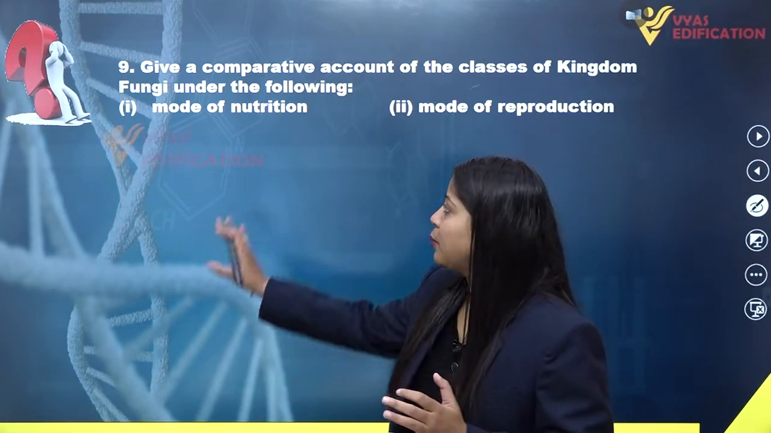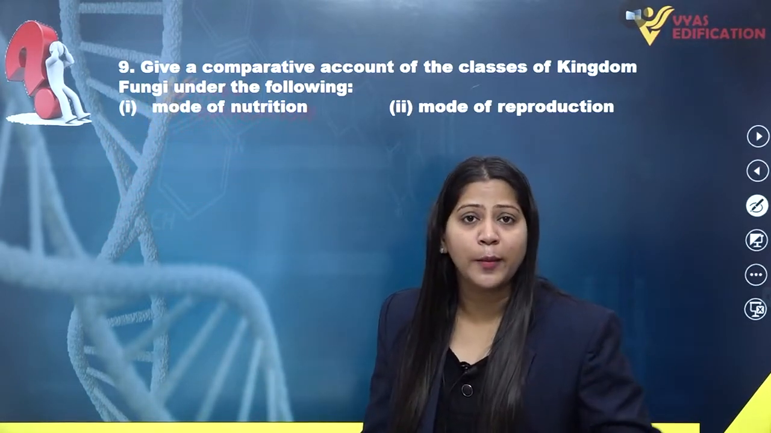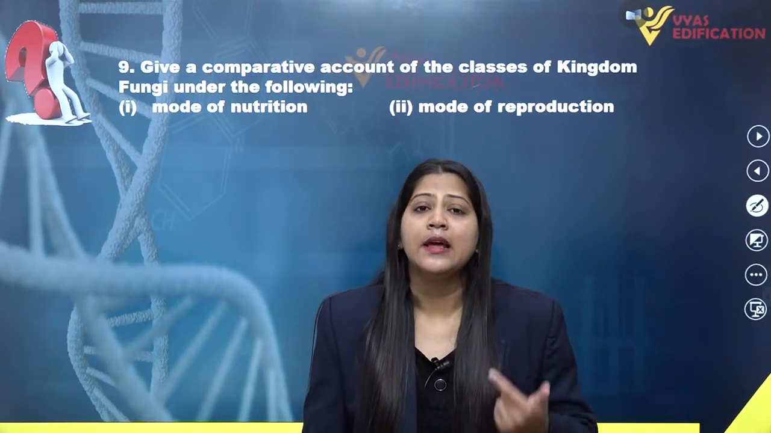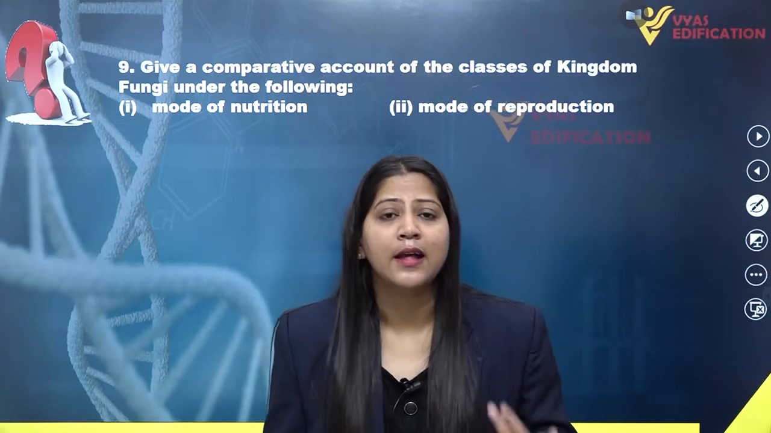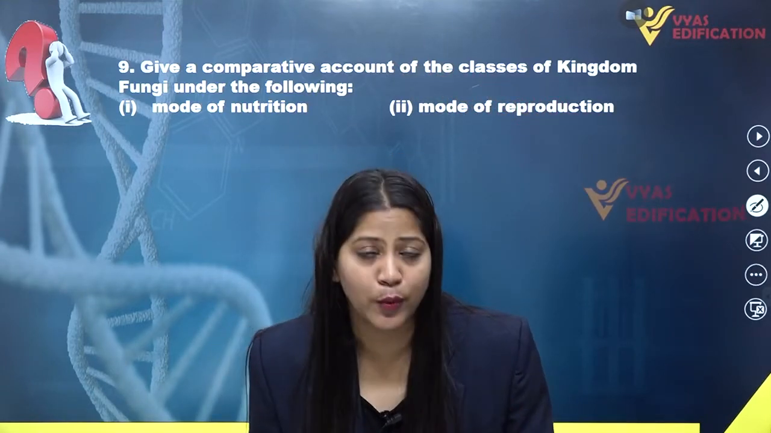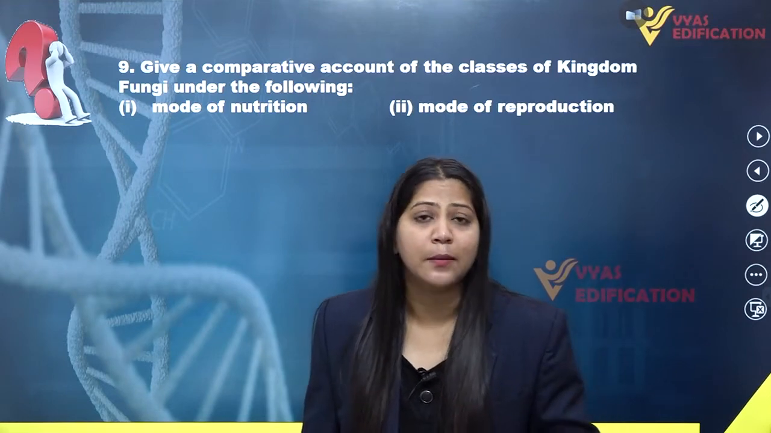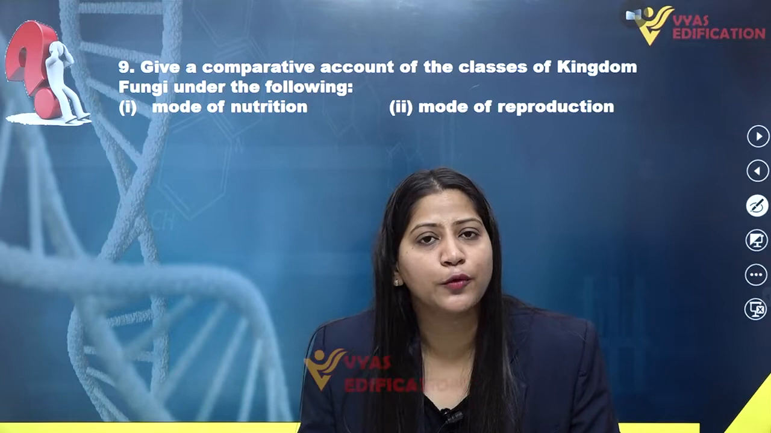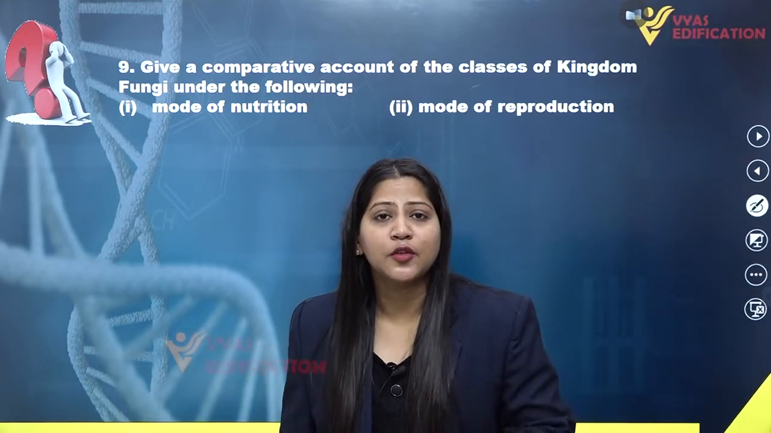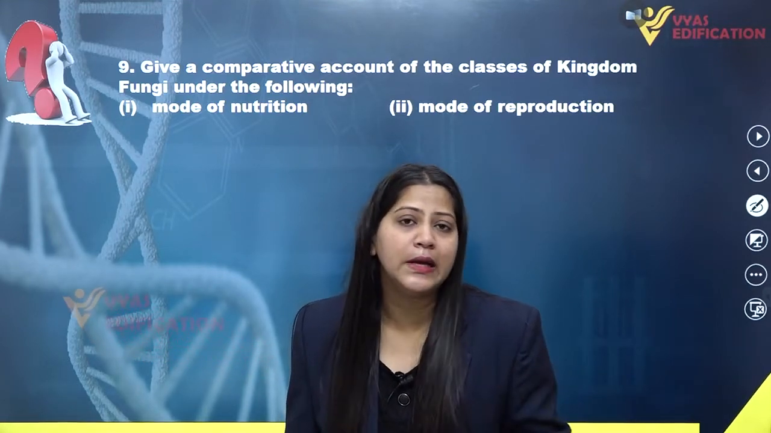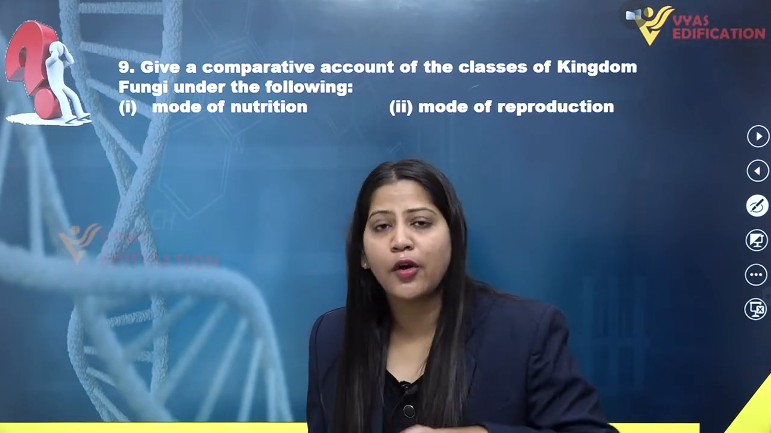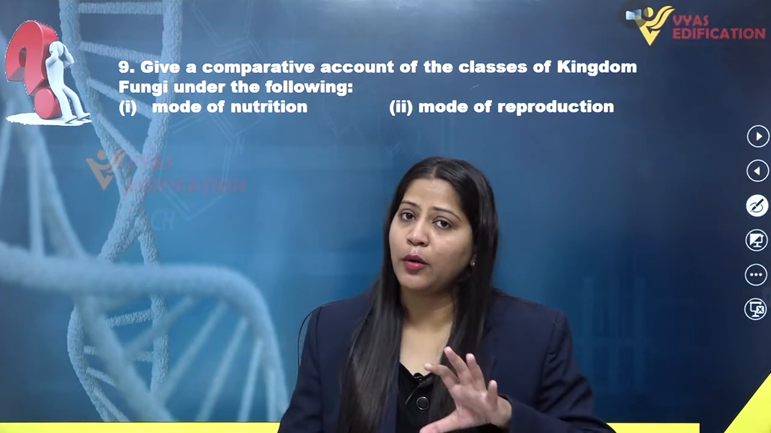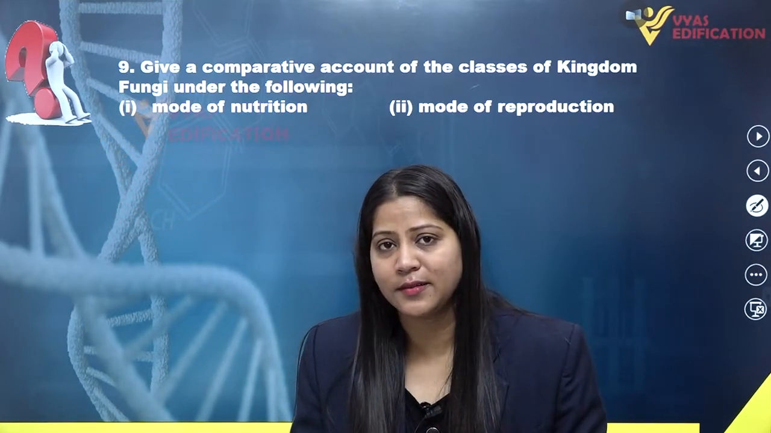If we talk about the mode of nutrition in Ascomycetes, they can be saprophytic in nature, they can be decomposers, they can be parasitic as well, and also they can be coprophilous. Now what does that mean? What does coprophilous mean? The organisms which can grow or feed upon dung are known as coprophilous. So this is all about the nutrition type of Ascomycetes.